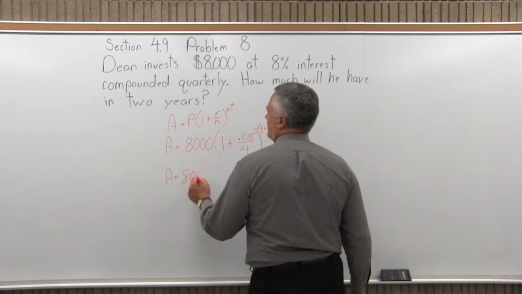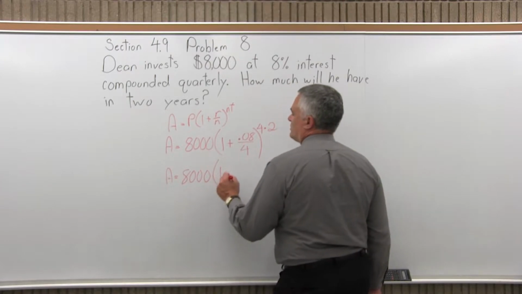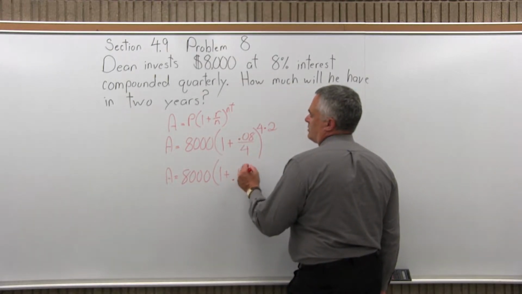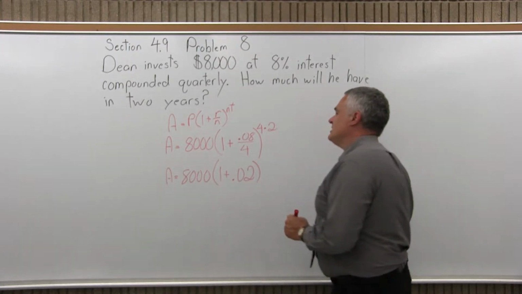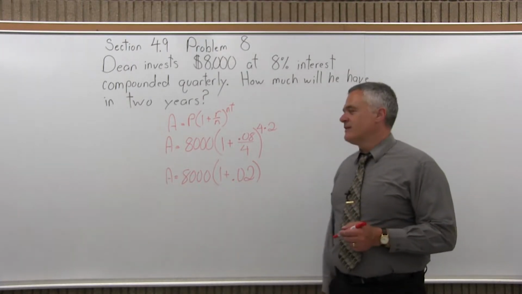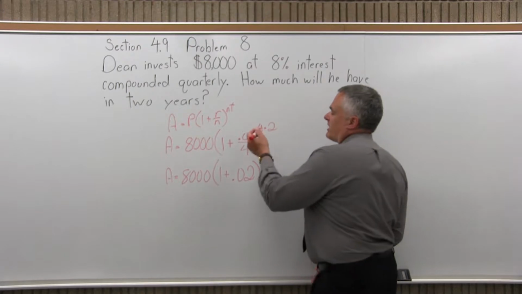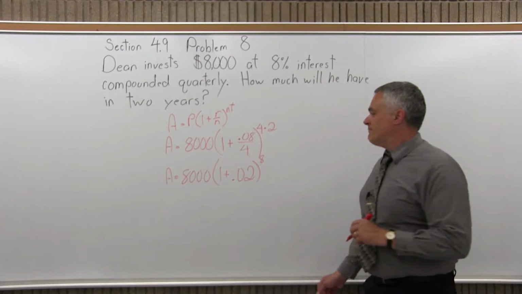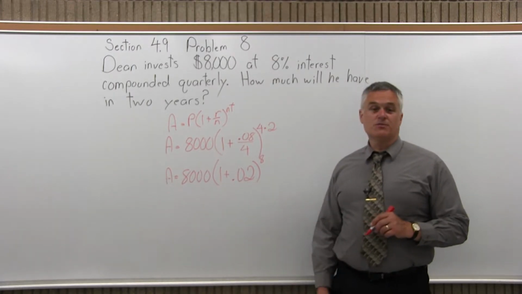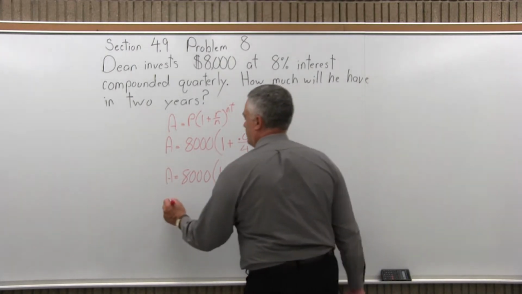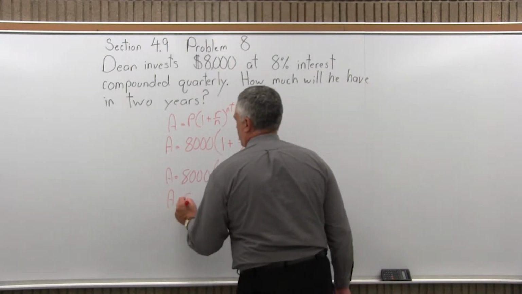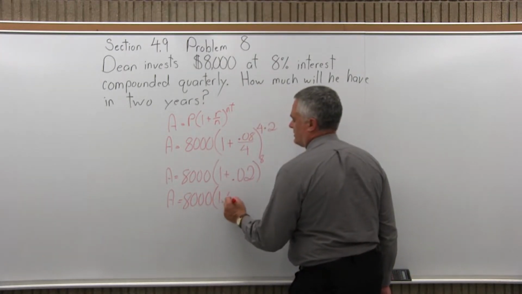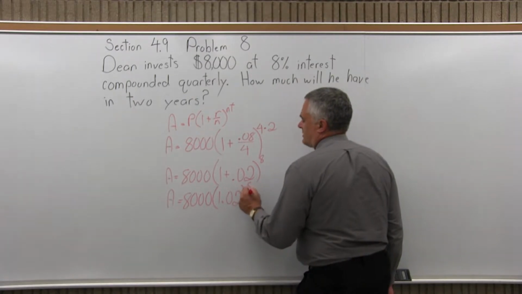A is 8,000 times 1 plus 0.08 divided by 4, which is 0.02. These types of things you can do on a calculator, though I feel this is easy enough. The exponent I can do now too. 4 times 2, that's 8. Now to finish the parentheses, 1 plus 0.02 is 1.02, and the exponent is 8.